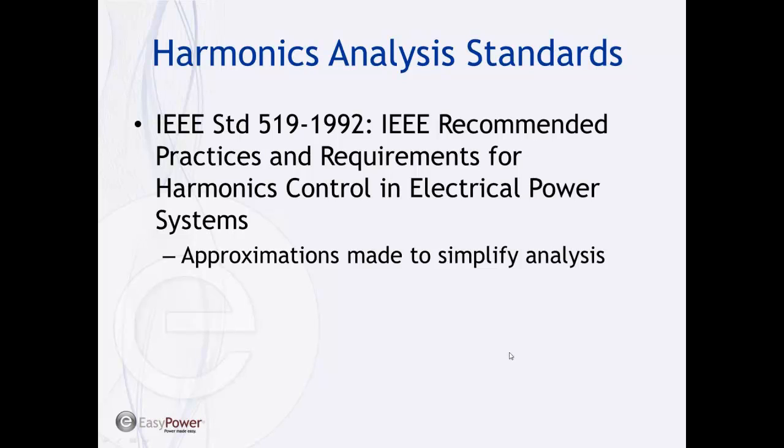The main standard we're going to be following is the IEEE 519 standard, and this is the IEEE recommended practices and requirements for harmonics control in electrical power systems. This standard uses some approximations to simplify the circuit and make it easier for us to do the calculations.